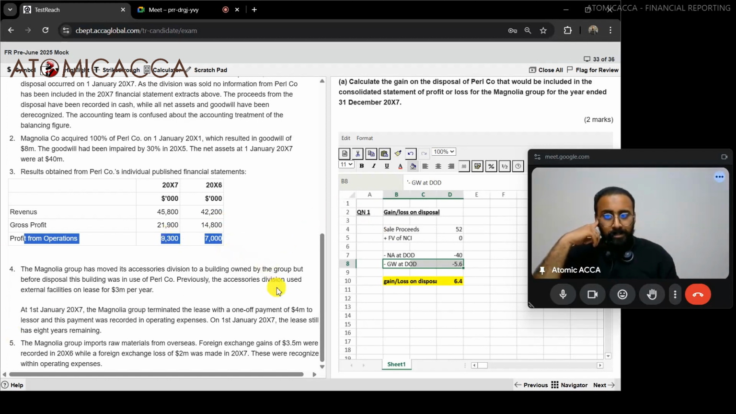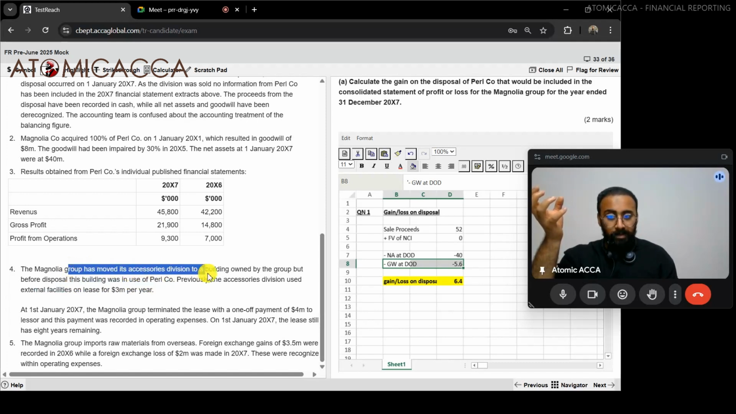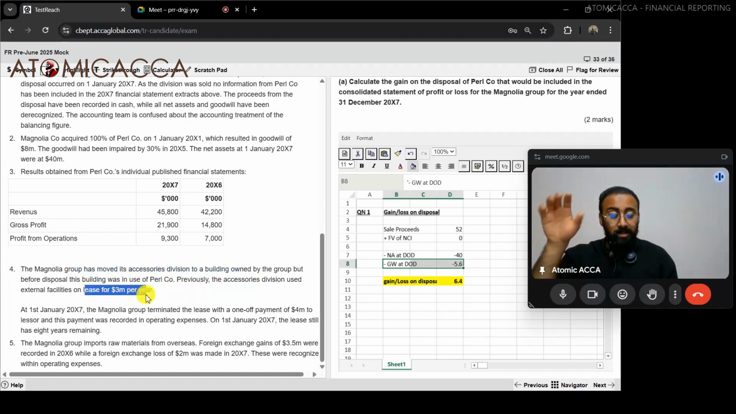So we can make some good analysis about the SOPL part from these items, like revenue, gross profit, profit from operations. So we can get an idea about the operating expenses as well, how much it is going down. Then Magnolia Group has moved its accessories division to a building owned by the group, but before disposal, this building was in use by Pearl Company. Previously, the accessories division used external facilities on lease for 3 million per year. So you were previously having some lease facility. Now because Pearl Company is gone, you moved the accessories division to this building. Last year you were paying that lease rental. Now because you moved into your own building, maybe that lease is not there anymore. So you will have some lease savings as well.